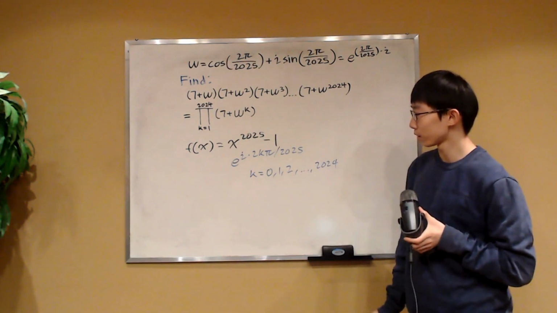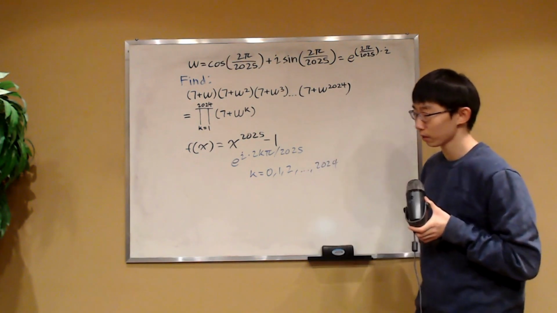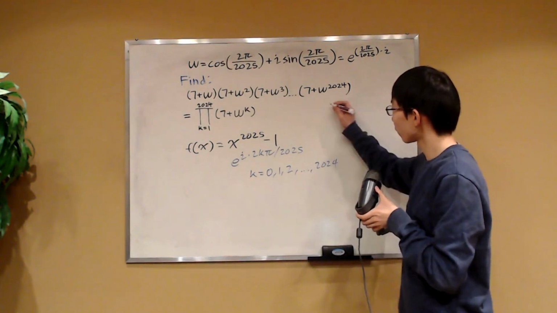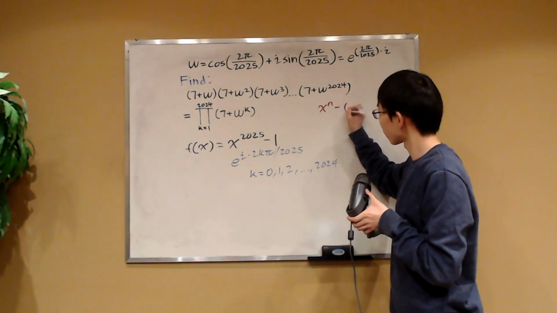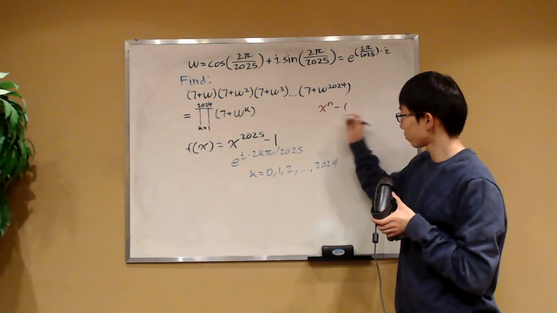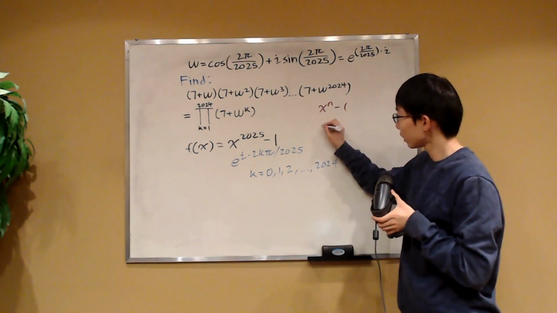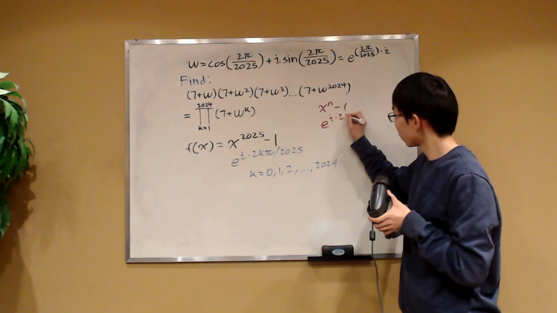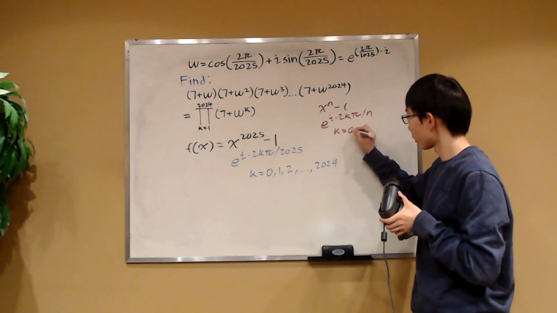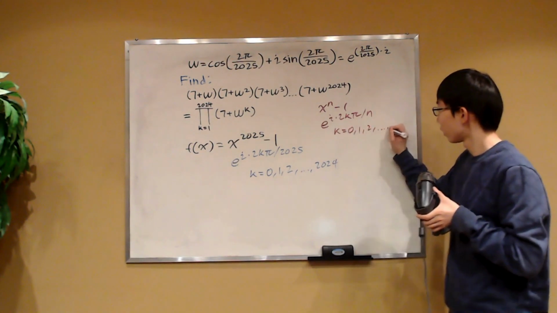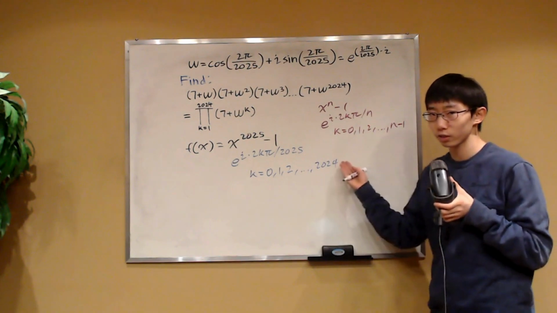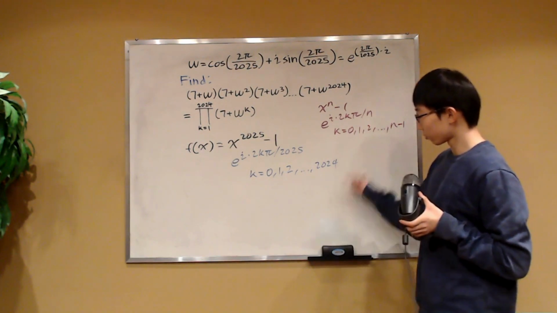In case you are not familiar with this concept, basically, when we have a polynomial of the form x to the n minus 1, where n is some positive integer, then the roots of this polynomial, the roots of unity, are e to the i times 2k pi divided by n, where k iterates from 0, 1, 2, all the way to n minus 1. So in the case for 2025, it goes up to 2024. So that's roots of unity.